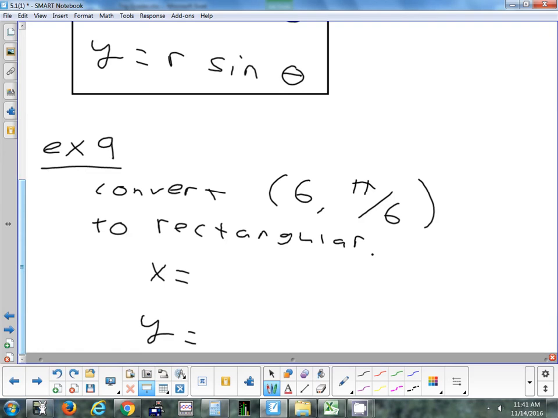All right, so Dan, can you remind me, what's my formula to find the x value? Radius times cosine theta. Perfect. Radius times cosine theta. What's my radius here? 6. And what's my theta? Pi over 6. Okay, I'll do that in a second. Let's set up our formula for sine. How about Nolan? What's the formula for the y value?